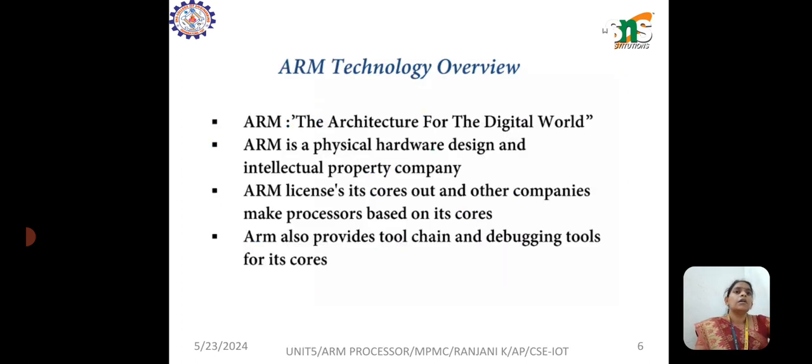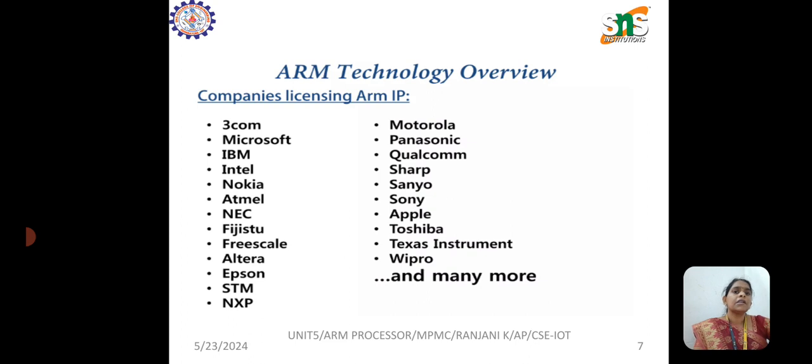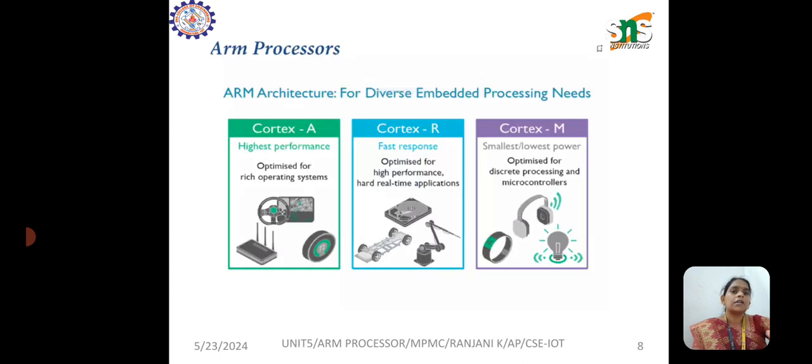So let us see the overview of ARM. It is the architecture for the digital world, and it is a physical hardware design with the intellectual property of a company, and it licenses its cores out, and other companies make processors based on its cores. ARM also provides a tool chain and debugging tools for its cores. And these are the companies which have licensing of ARM IPs. And this is a basic architecture of an ARM processor.